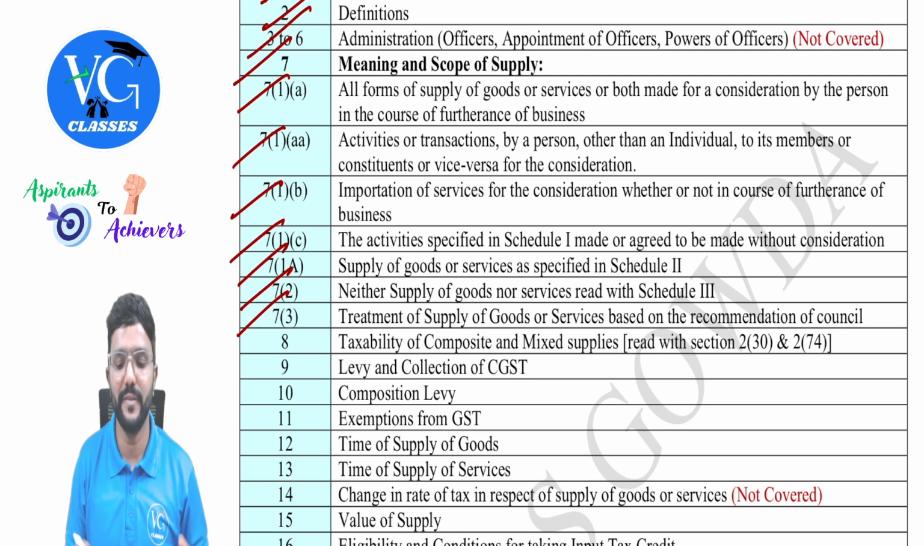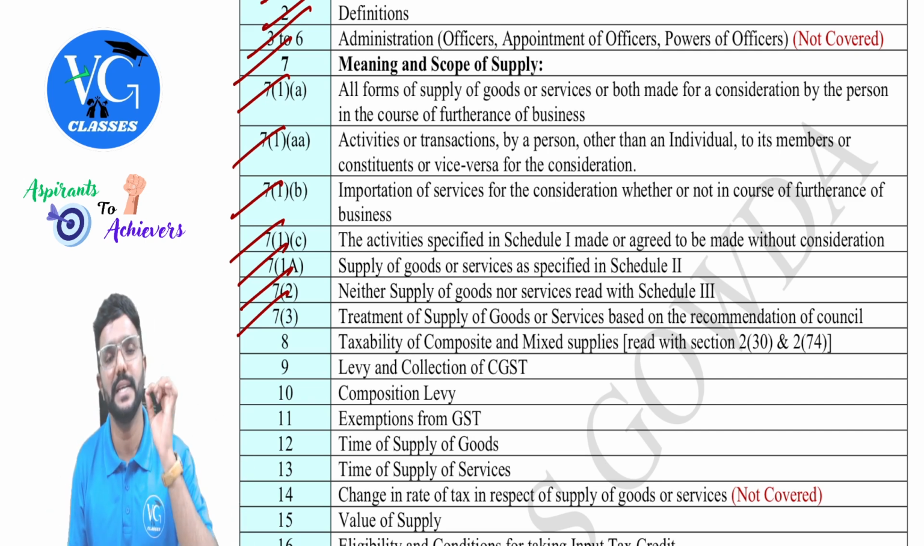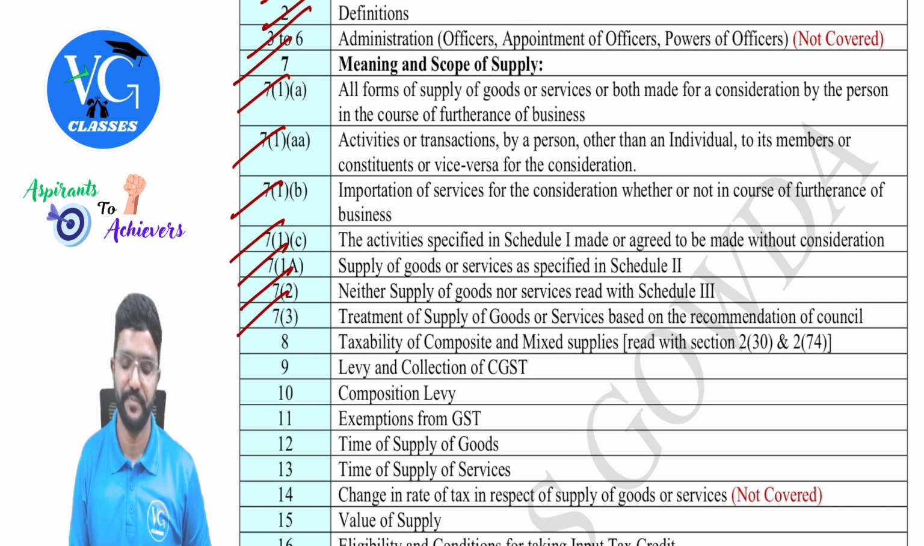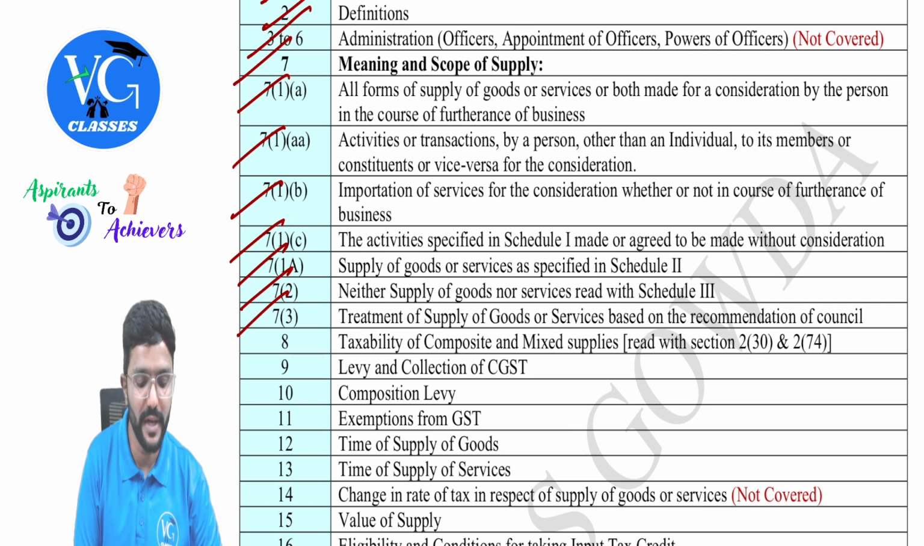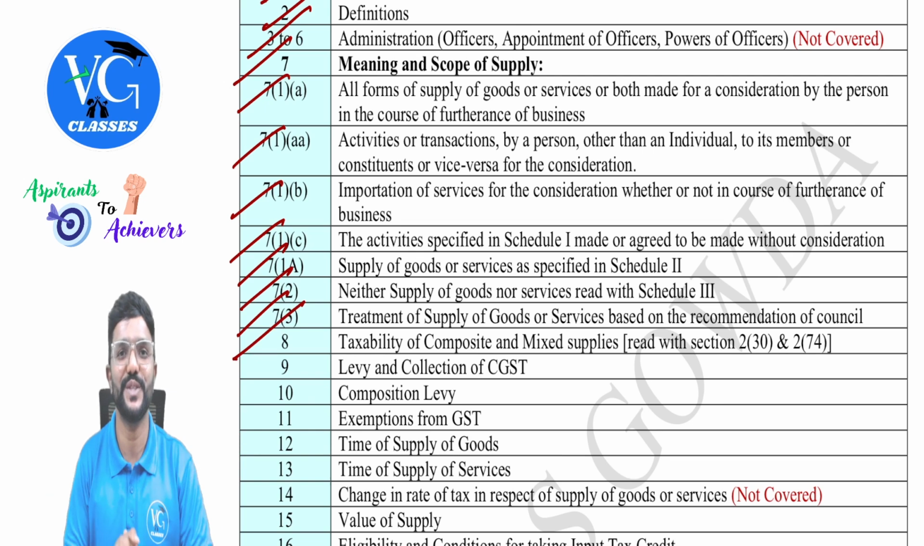Clear? And the government will use this power only when there is a confusion among the people whether it is supply of goods or services; they can clearly clarify how to treat it. Okay. Then we have also covered section 8, guys. So this is all about chapter 2 revision, guys.